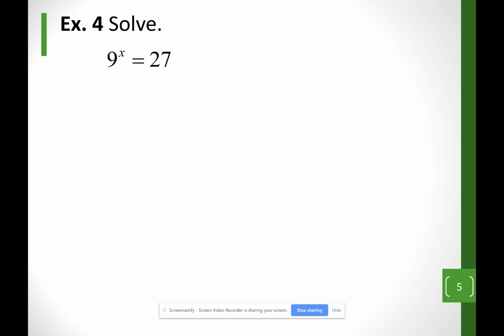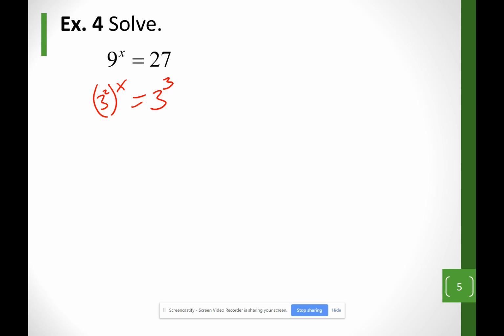Now we're going to learn how to solve for exponents. Now, if I was able to write 27 as 9 to the something, then I know what x is. But unfortunately, I cannot. So at this point, we want to have the same base. 27, I can write as 3 to the third. That's 27. So 9, I'm going to write using the same base. I'm going to write this as 3 squared. That's 9 to the x.